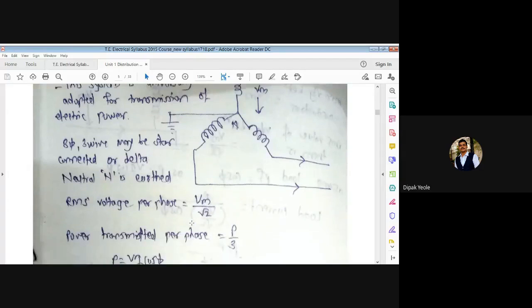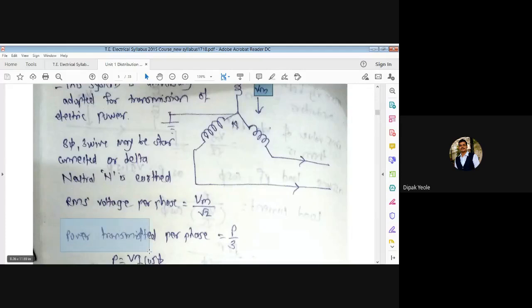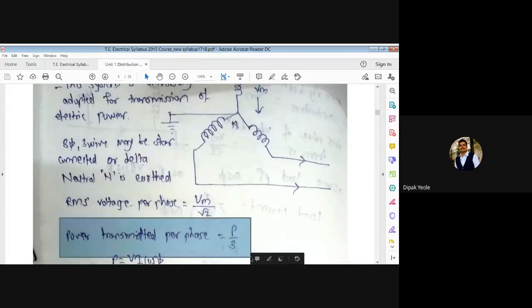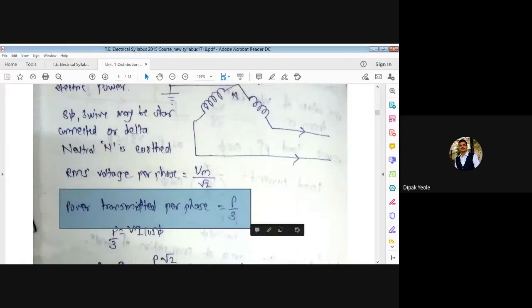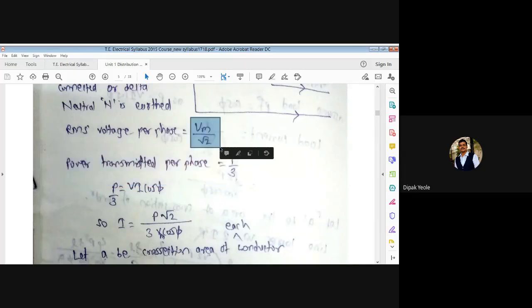Now what is the value of RMS? Vm divided by root 2. And what is the power transmitted per phase? For the 2 wire, we are not using P divided by 2, it is the same, P. But for the 3 wire, we have to divide, P divided by 3. But we know that P divided by 3 equals V I cos phi. Put the value of I as P into root 2 divided by 3 Vm cos phi. So this is the multiplication of your RMS voltage per phase.